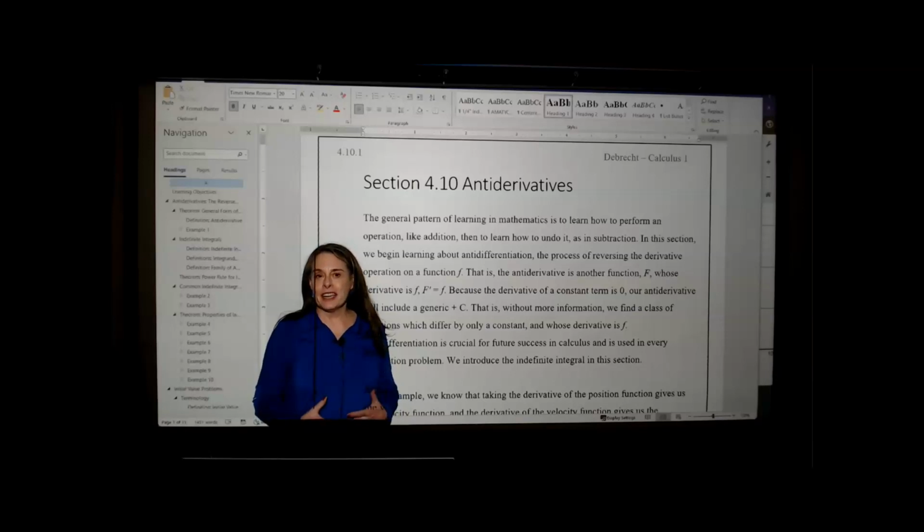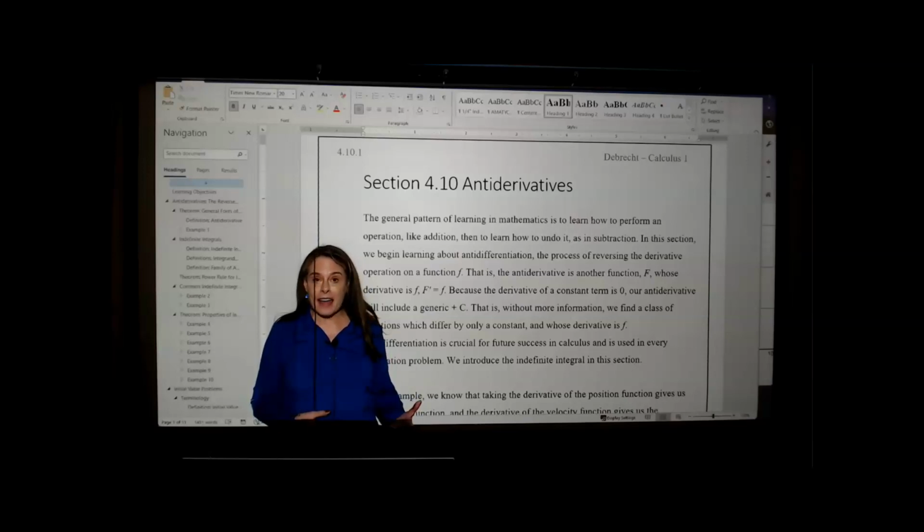We're reaching the end of chapter 4, where we're studying the applications of derivatives. And it's now time to talk about how to undo taking the derivative, or a process called antidifferentiation. When we're doing this, it is part of the process of mathematics.